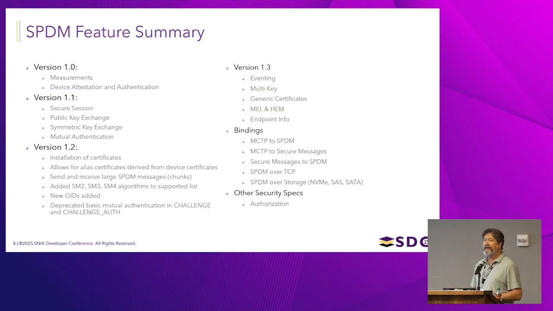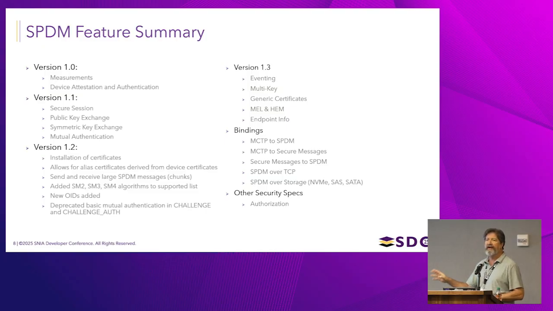These messages were getting a little bit bigger, and some of the management traffic where we put chunking into certificates when you'd get and set a certificate. But what about the rest of traffic? And so we put in a standard chunking mechanism as the payloads were getting larger. We added some algorithms for the Pacific Rim. We added some new OIDs, and then we deprecated basic mutual auth.